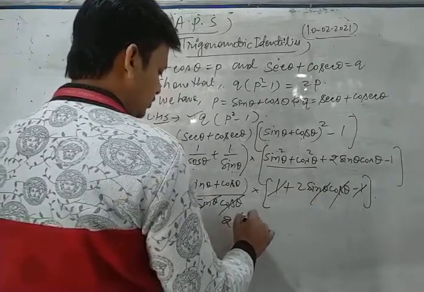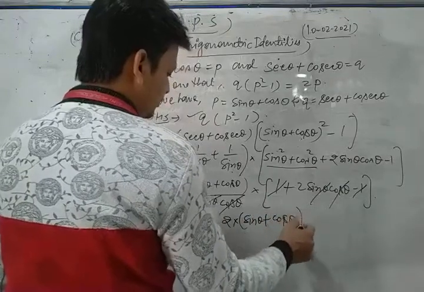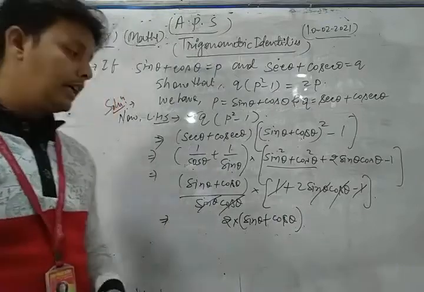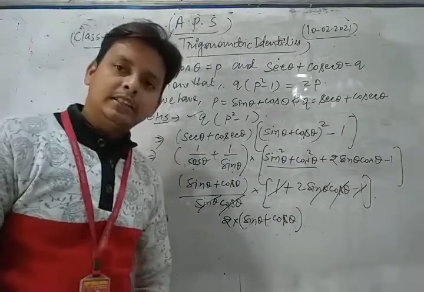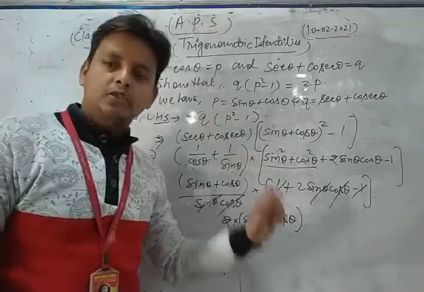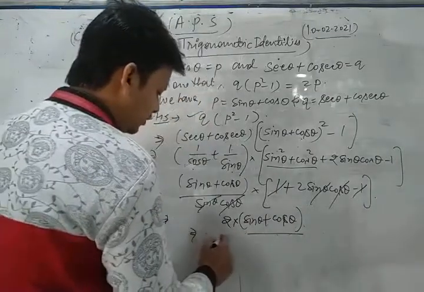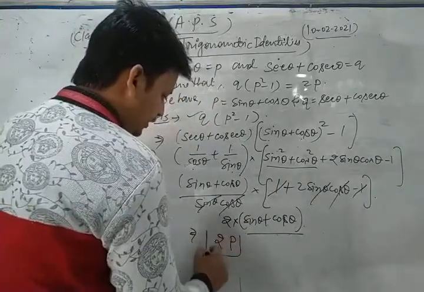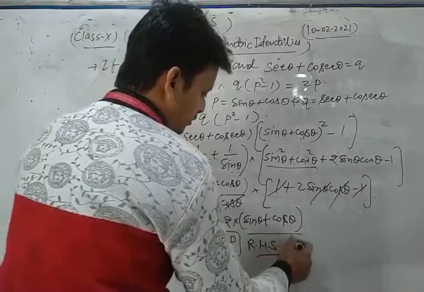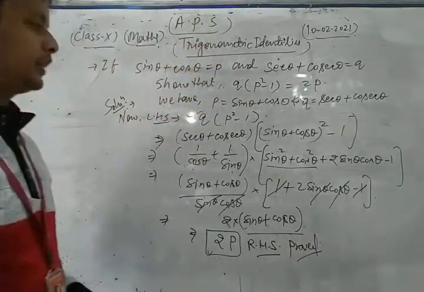into sin theta plus cos theta, and the value of sin theta plus cos theta is p. So here we write p, hence we get 2 into p. This is our right hand side, RHS. Hence proved. Okay, dear students.